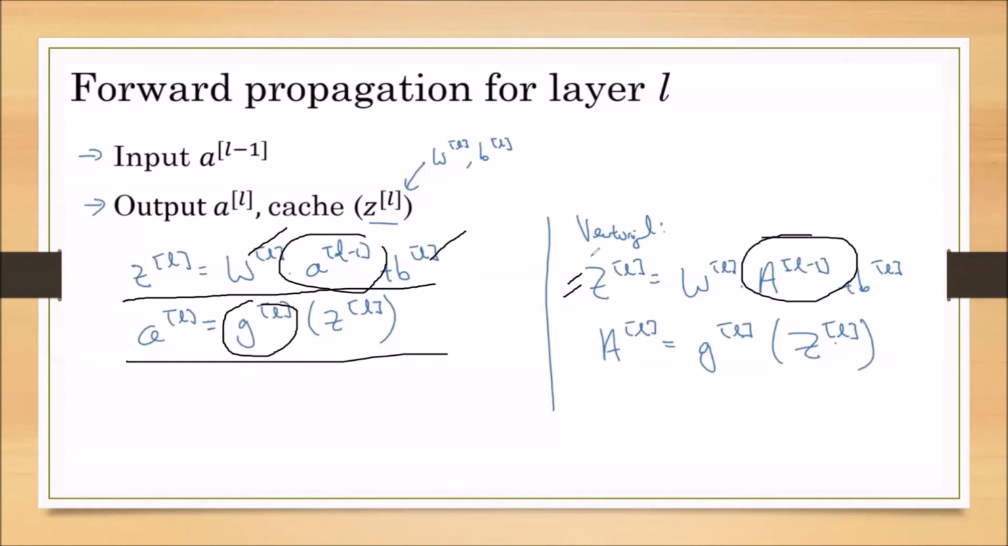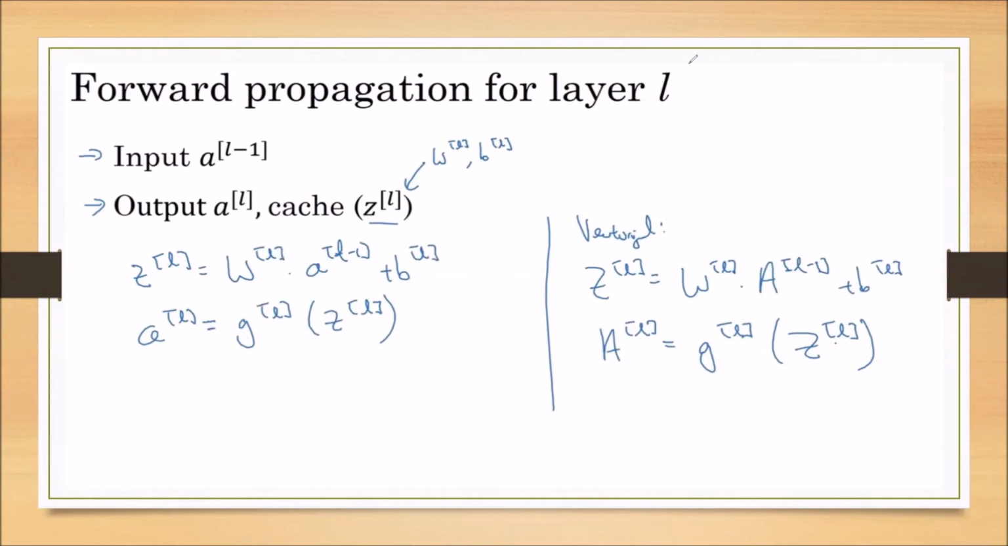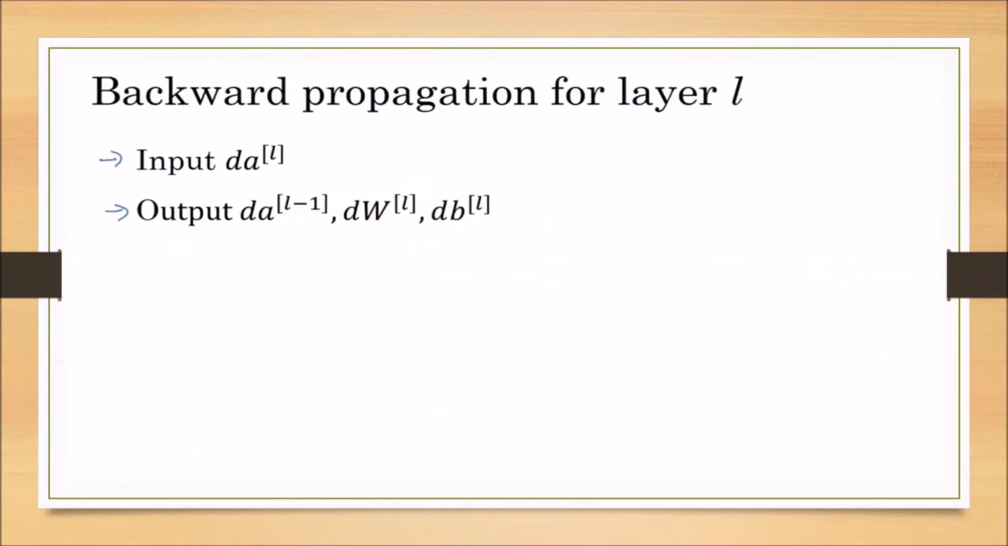In this capital A, we are having the activation units of all that particular layer of all training samples. This small a(L-1) is a single column matrix, whereas this capital A(L-1) is a matrix consisting of m columns. Now we are discussing the backward propagation for layer L.